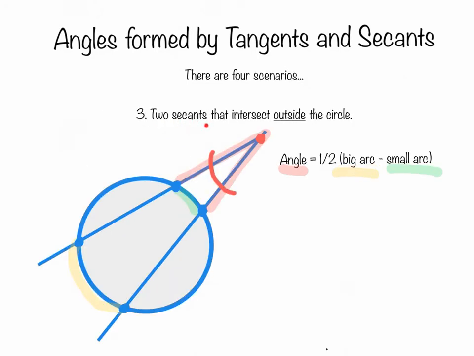When we have 2 secants that intersect outside the circle, again, they intersect outside the circle, and our formula is the same. The angle is equal to half the big arc minus the small arc.